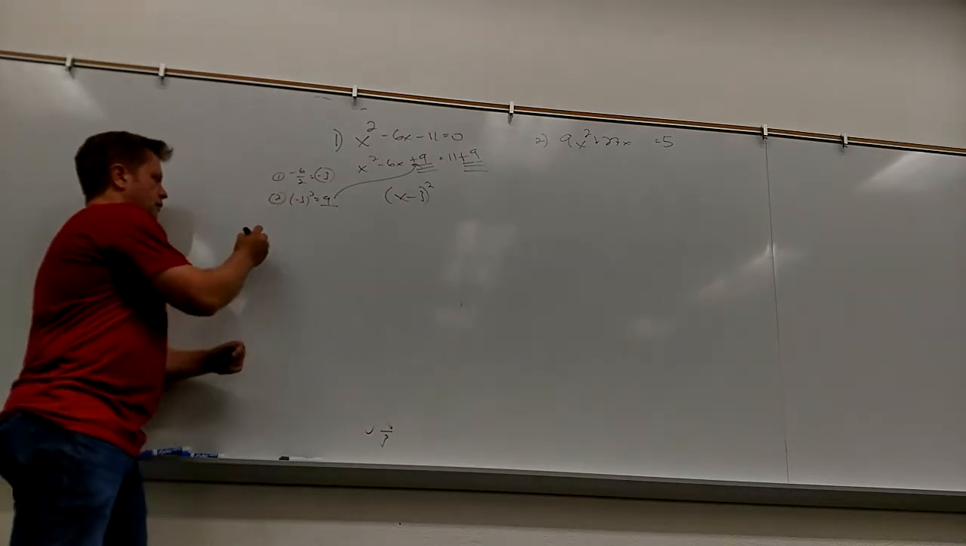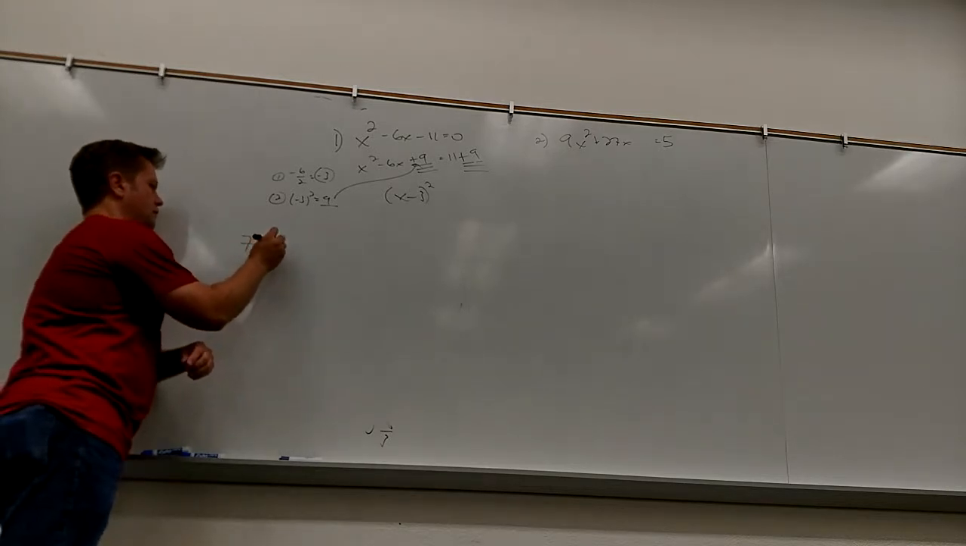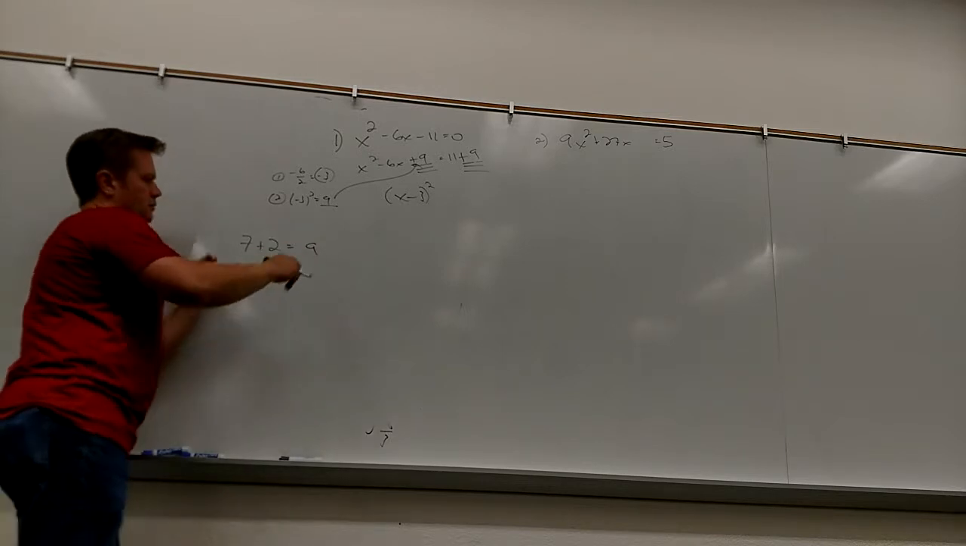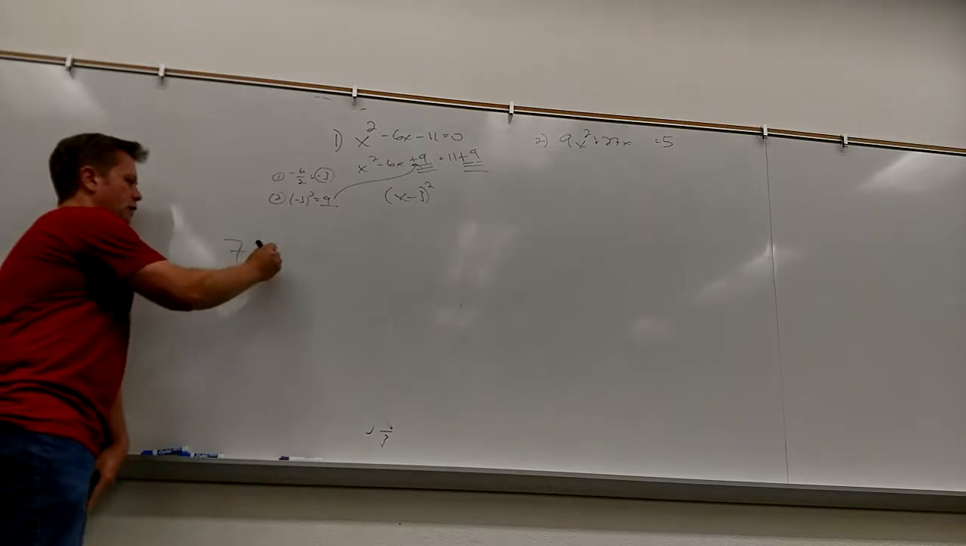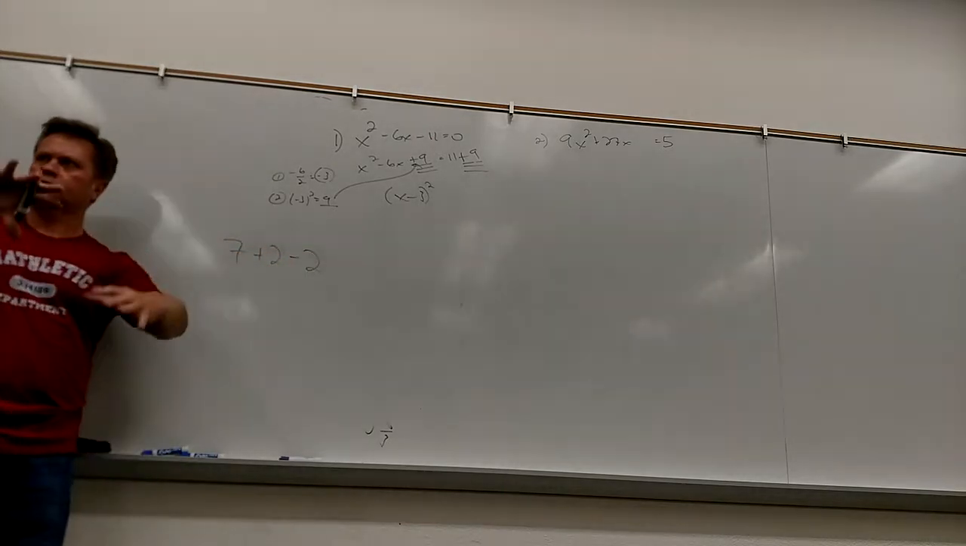So if I had 7 plus 2 equals 9. If I had 7 and I add 2, how do I make it stay the same? I have to also subtract 2 at the same time. So that's sort of like what you do.